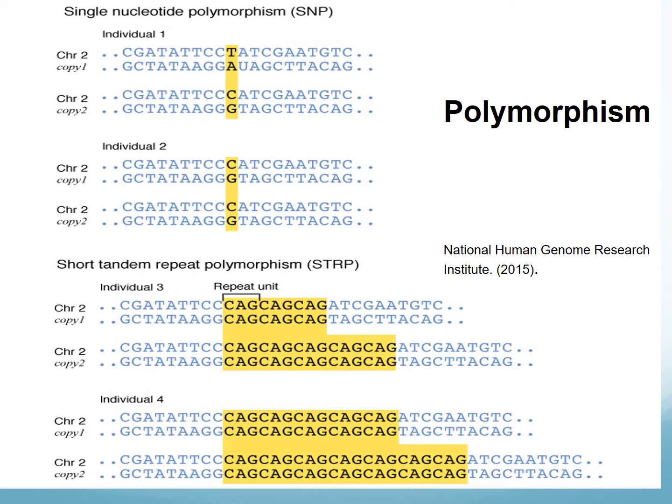Now we're going to talk about polymorphism. Another word for polymorphism is variation or diversity, and it can be everything from a single base pair substitution. So at the top you see this individual had a T or a thymine, and then when it got copied, an adenine is substituted. Or down at the bottom, it can be several repeats.